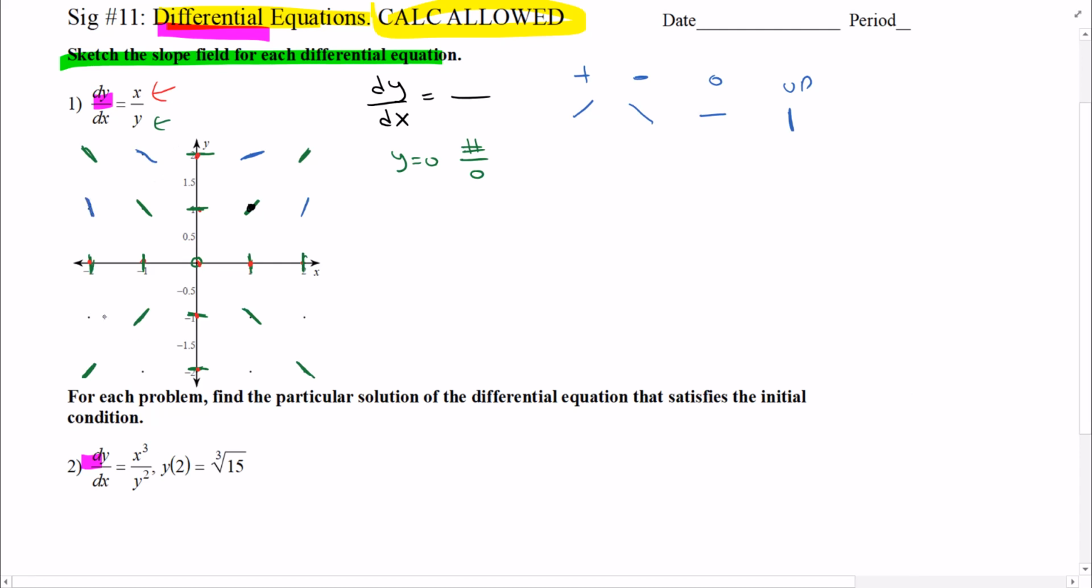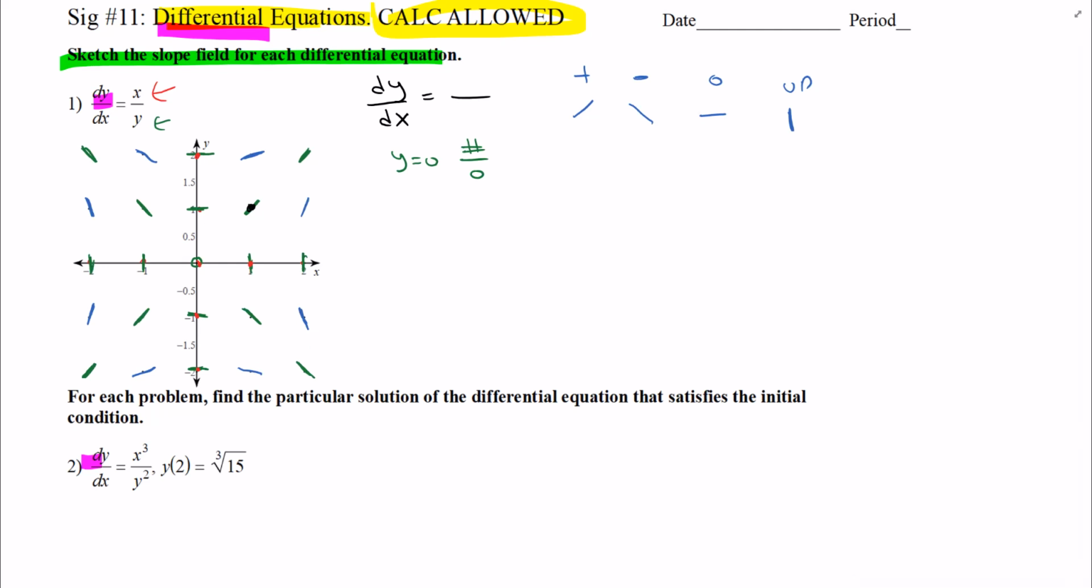To the third quadrant, negative 2 over negative 1 is going to give us a positive 2 slope. And negative 1 over negative 2 is going to give us a positive 1/2 slope. Down here again, 1 over negative 2 is negative 1/2. And this one's going to be negative 2. Right, so that's the slope field for that one.